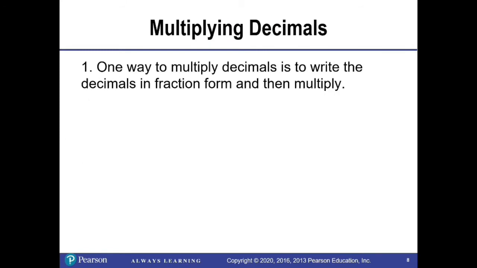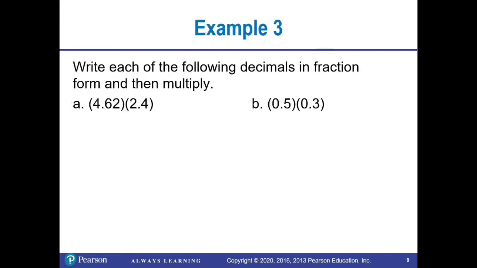Now, let's look at multiplying our decimals. One way to multiply our decimals is to write the decimals in fraction form and then multiply. So here's what this looks like. In part A, we have 4.62, and I'm multiplying that by 2.4. Well, 4.62 is 4 plus 62 hundredths, because we have the hundredths place in our decimal.